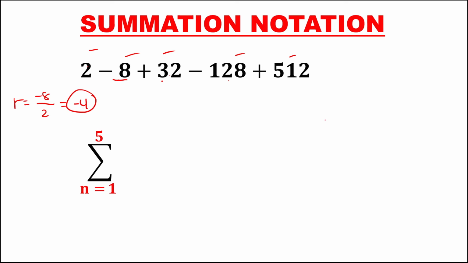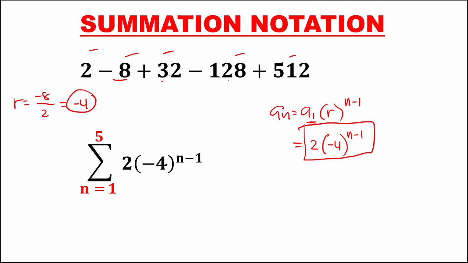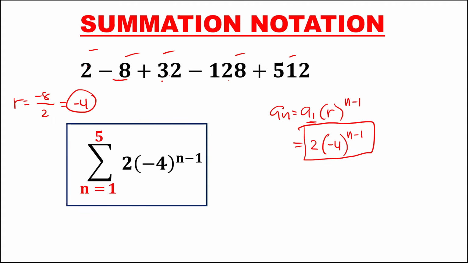Then for the formula for this summation notation, a sub n equals a sub 1 times r to the power n minus 1. Then a sub 1, the first term, is 2. Then the common ratio is negative 4, then to the power n minus 1. So this is now the formula for this summation notation.